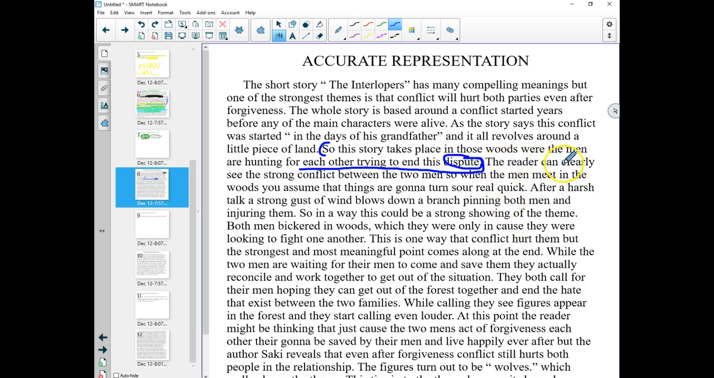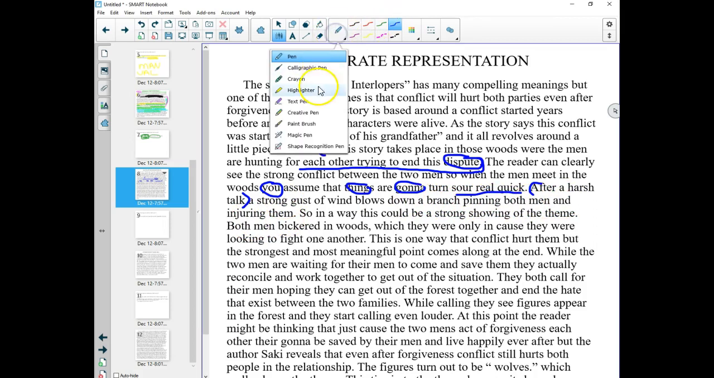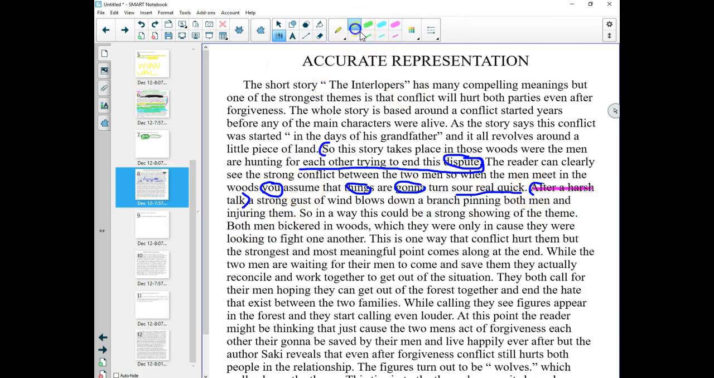Continuing. "The reader can clearly see the strong conflict between the two men, so the men meet in the woods." So when the men meet in the woods, you assume that things are gonna turn sour real quick. "After a harsh talk, a strong gust of wind blows down a branch, pinning both men and injuring them." So I got a question. Do they have a strong talk when they see each other?